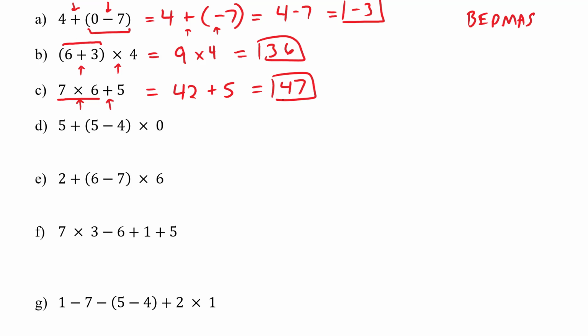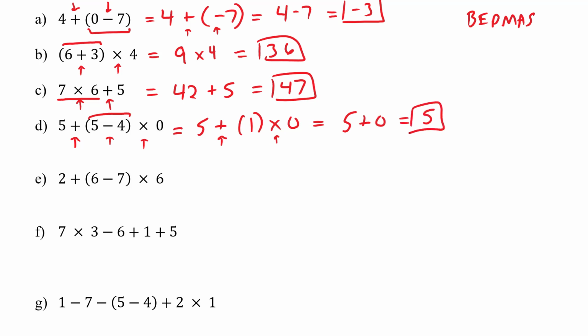Next up now, we have addition, we have subtraction, we have multiplication, and we have grouping. What do we do first? Brackets. 5 plus 5 minus 4 is 1 times 0. Next up, we have addition, we have multiplication. We do multiplication first. 0 times anything is 0, 5 plus 0, and then we get a final answer of 5.